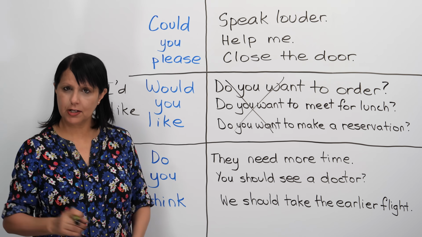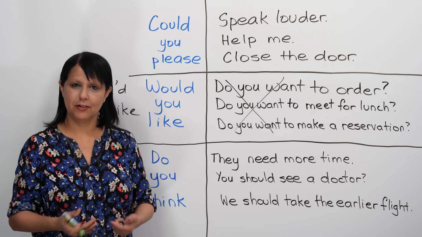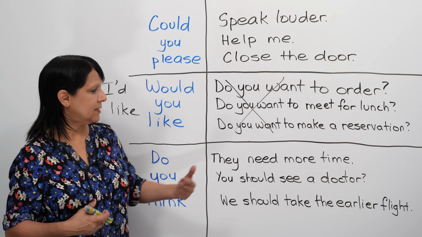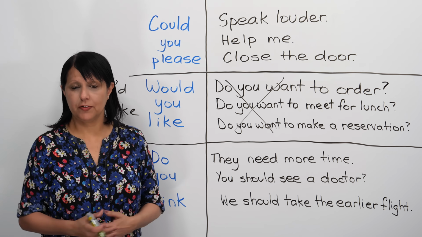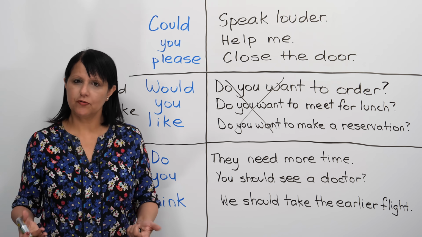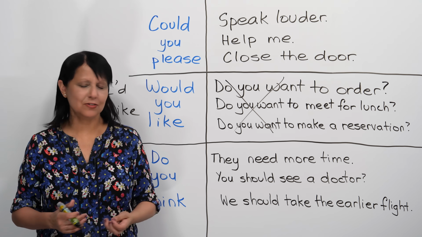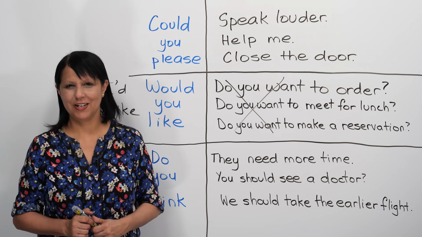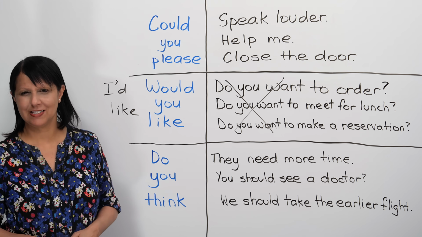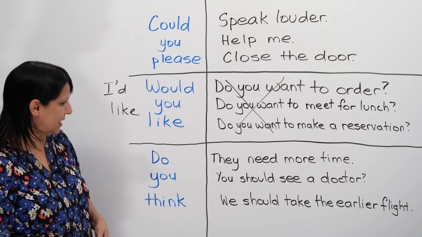I'd like to meet for lunch. Are you free? Are you available? Okay? Or here, instead of saying, I want to make a reservation, you could say, I'd like to make a reservation. It sounds completely different. Okay? So please try to make that small change. What a big difference. Okay? Let's try the last one.